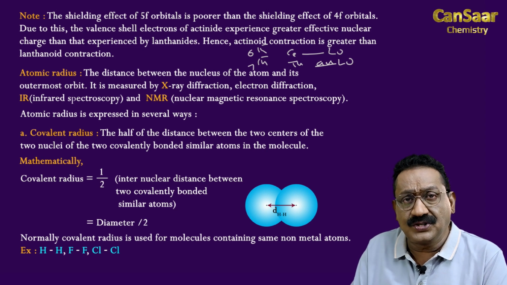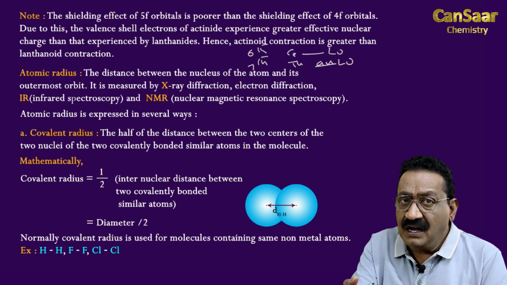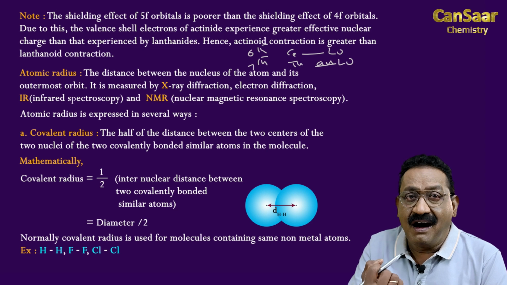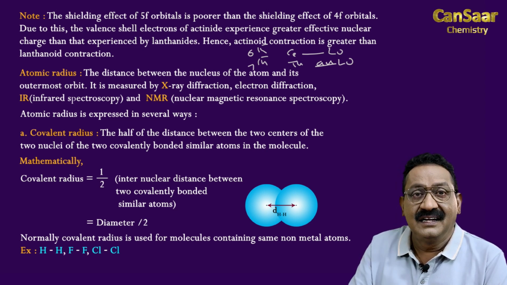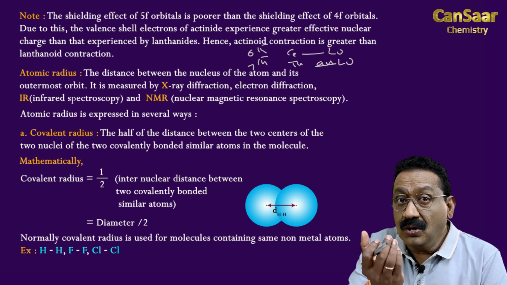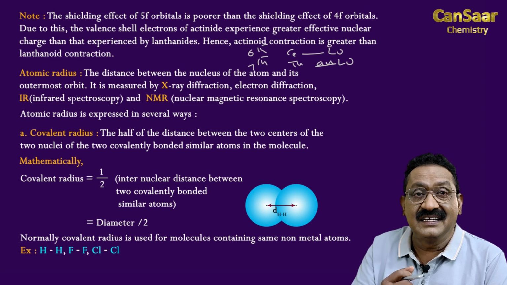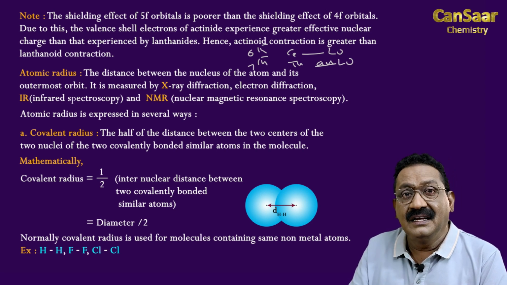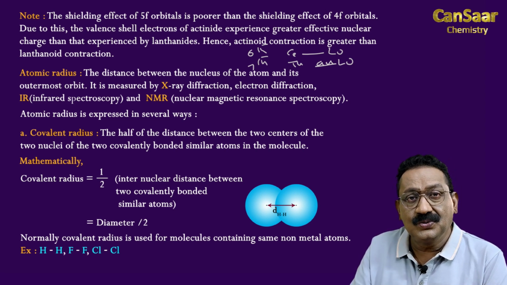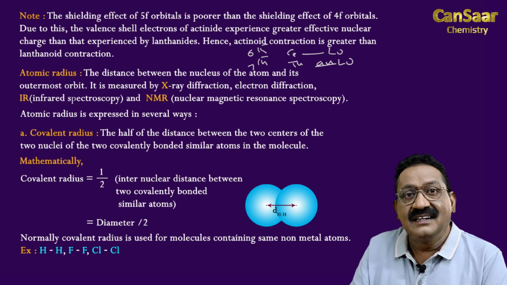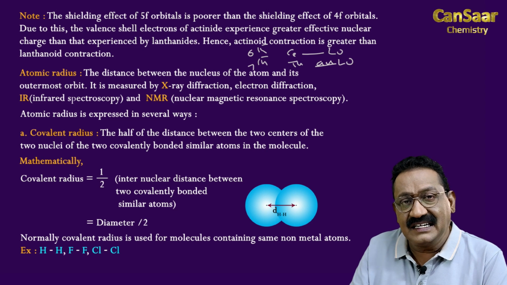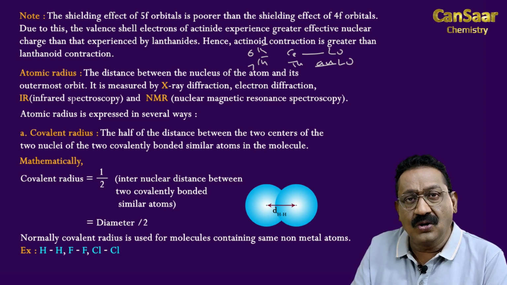As they show poor shielding effect, 5f electrons are effectively attracted by more nuclear charge than in the nucleus of lanthanides. Hence, a greater decrease in size across the period is observed in actinides due to more effective nuclear charge than in lanthanides. Hence, actinide contraction is more than lanthanide contraction.